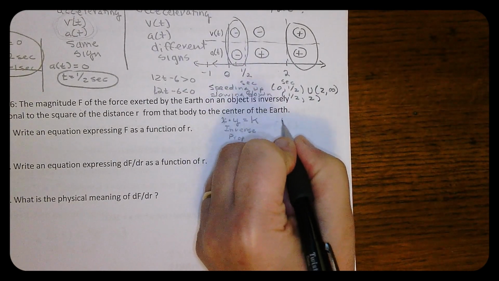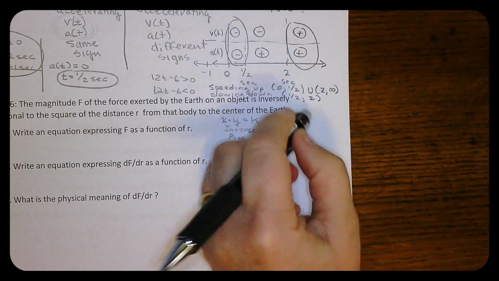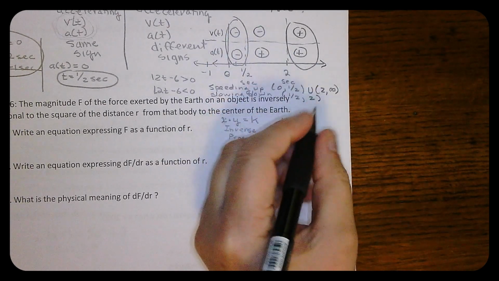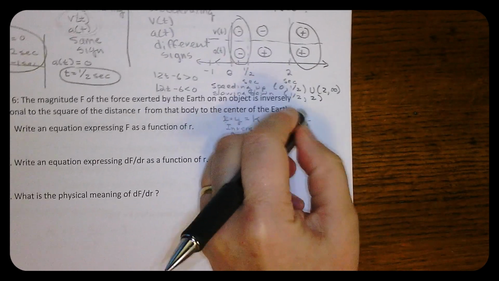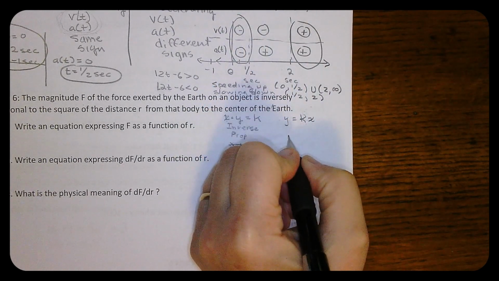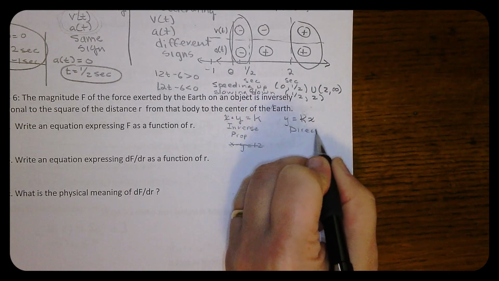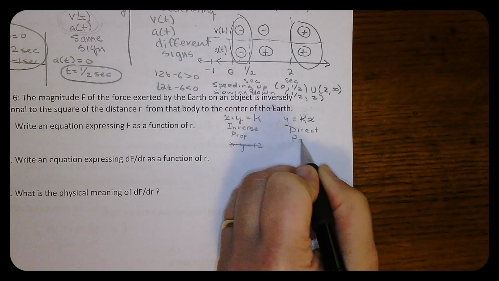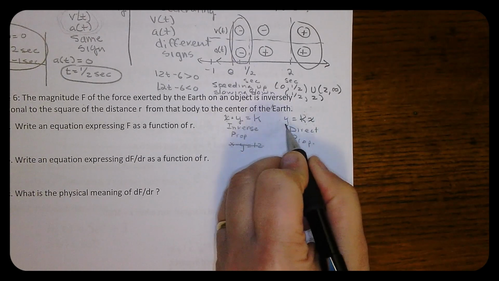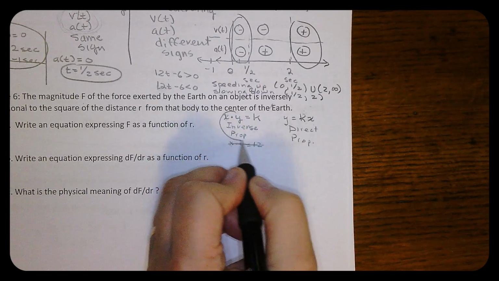And just to complete the thought, whenever I read something and it's a direct proportion, I think of this: y equals k times x. That just shows you it's a direct proportion. That's saying that when x gets bigger, y is going to get bigger. So this is what we want, inverse proportion.